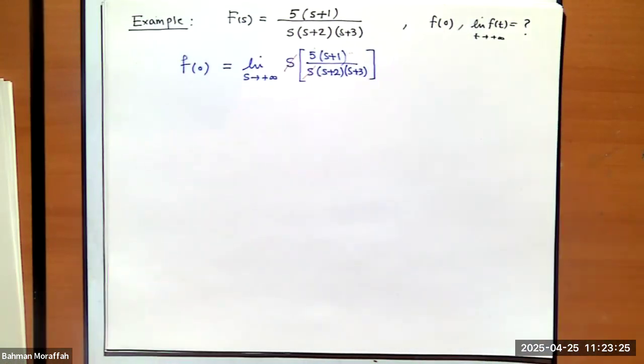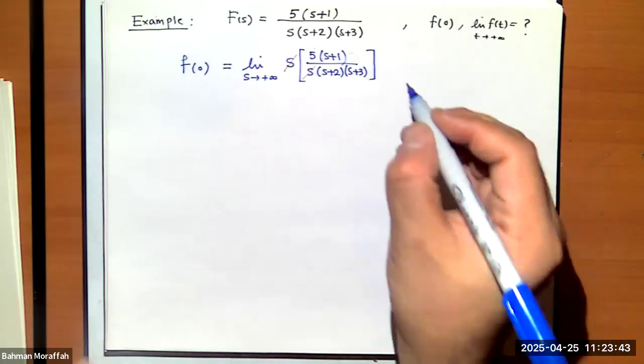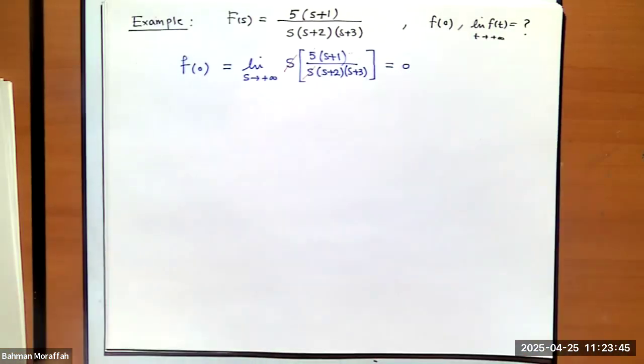What is this limit? If I look at the degree of the numerator, that's 1, and the degree of the denominator is 2. The whole fraction is the same as 1 over s. Therefore, the limit is 0. So this limit is 0.